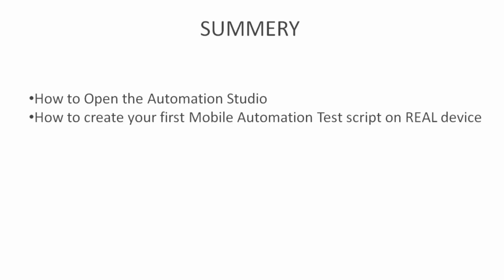So yeah, to summarize what we have seen: how to open the Automation Studio, and how we can open and work with the Automation Studio is something we saw some time back. We have also seen how we can create the first mobile app automation test scripts on the real device. This is something I want to highlight: the device on which we created the test automation script is a real physical device. It's not an emulator or simulator. It was a real physical device.